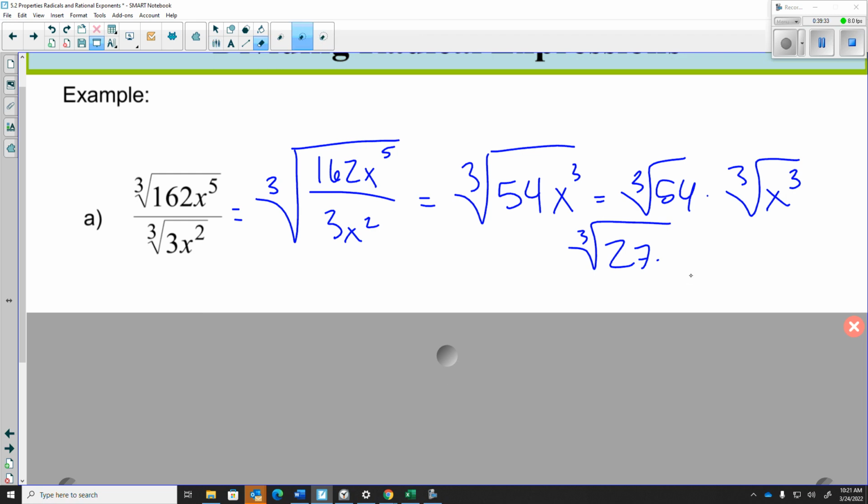I need to be done. Yeah, we're fine. Times 2. What's the cube root of x cubed? X. I really want to cry. You want some pictures? Okay.